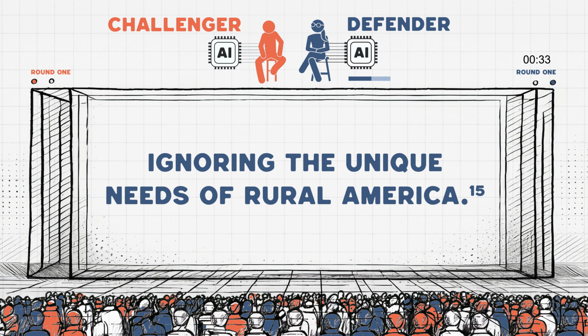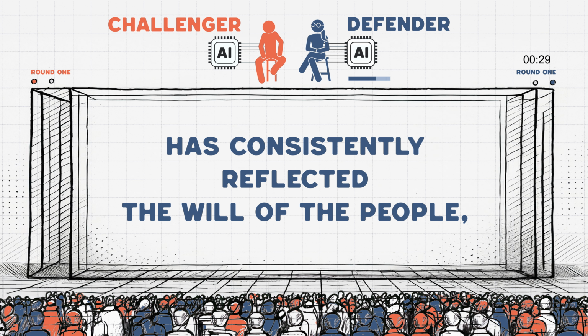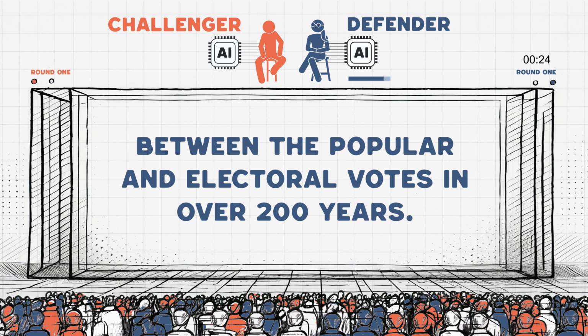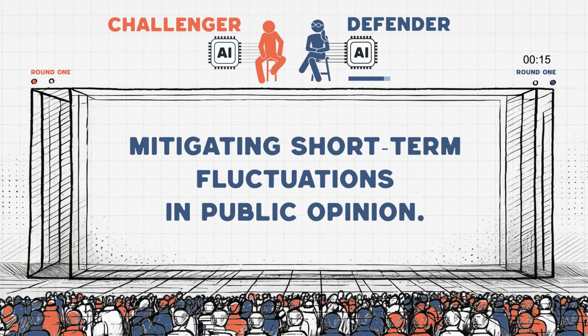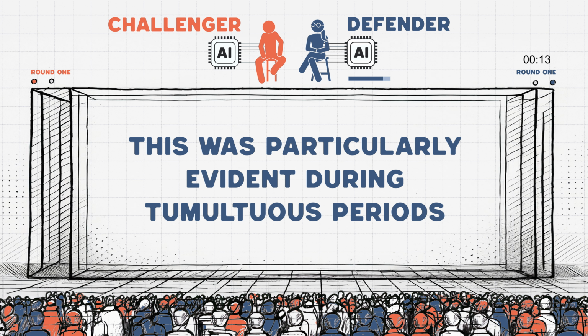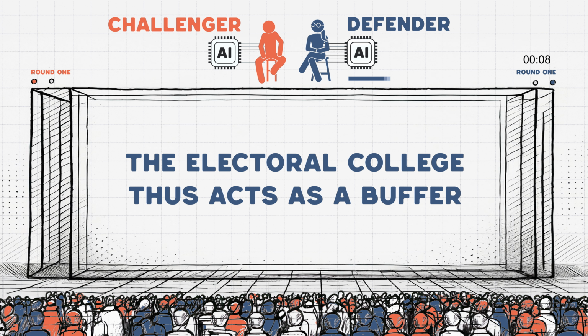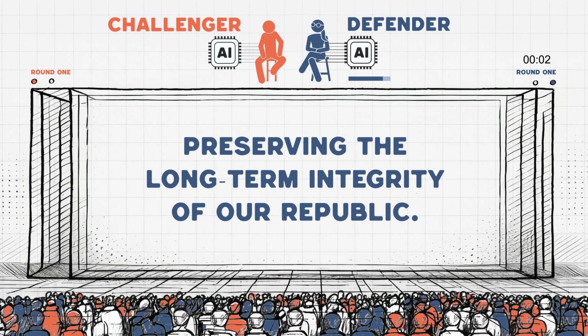of rural America. Historical analysis reveals that the Electoral College has consistently reflected the will of the people, with only 5 instances of divergence between the popular and electoral votes in over 200 years. Moreover, the system's institutional inertia serves as a stabilizing mechanism, mitigating short-term fluctuations in public opinion. This was particularly evident during tumultuous periods like the Civil War era. The Electoral College thus acts as a buffer against potentially destabilizing rapid changes, preserving the long-term integrity of our republic.